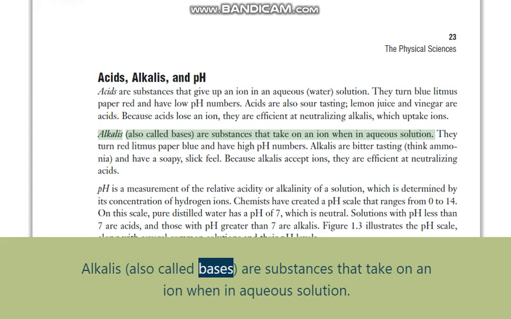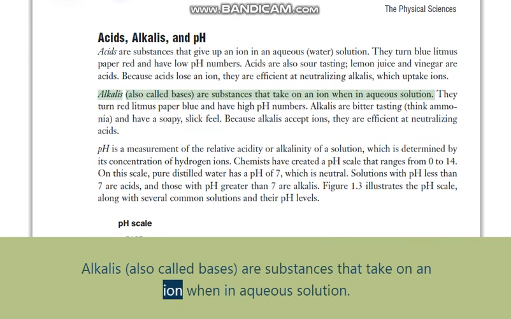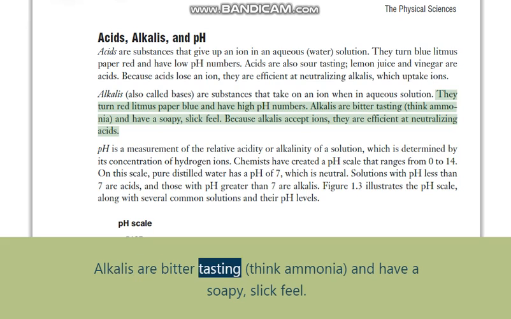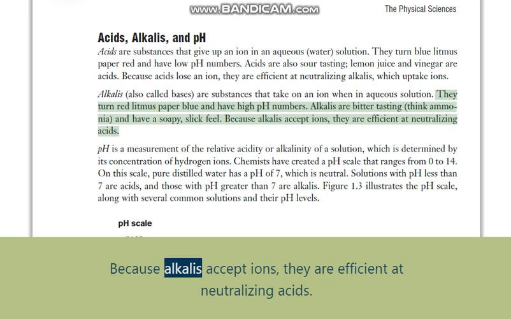Alkalis, also called bases, are substances that take on an ion when in aqueous solution. They turn red litmus paper blue, and have high pH numbers. Alkalis are bitter tasting, think ammonia, and have a soapy, slick feel. Because alkalis accept ions, they are efficient at neutralizing acids.